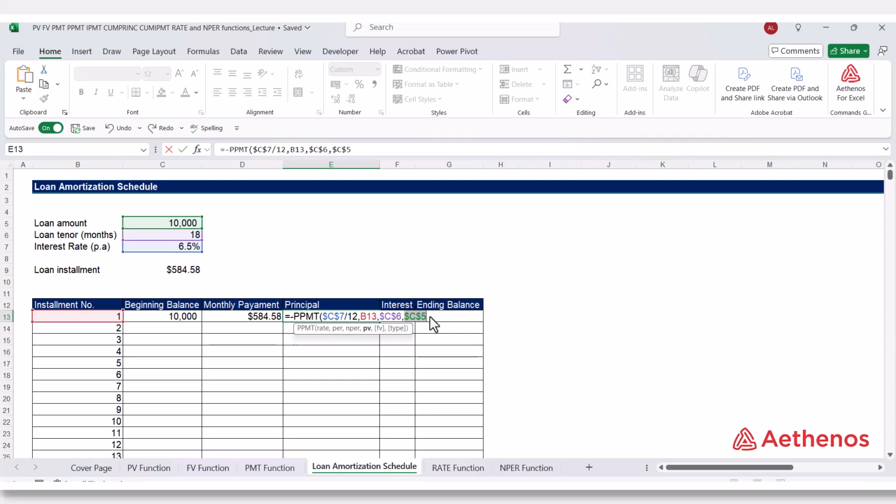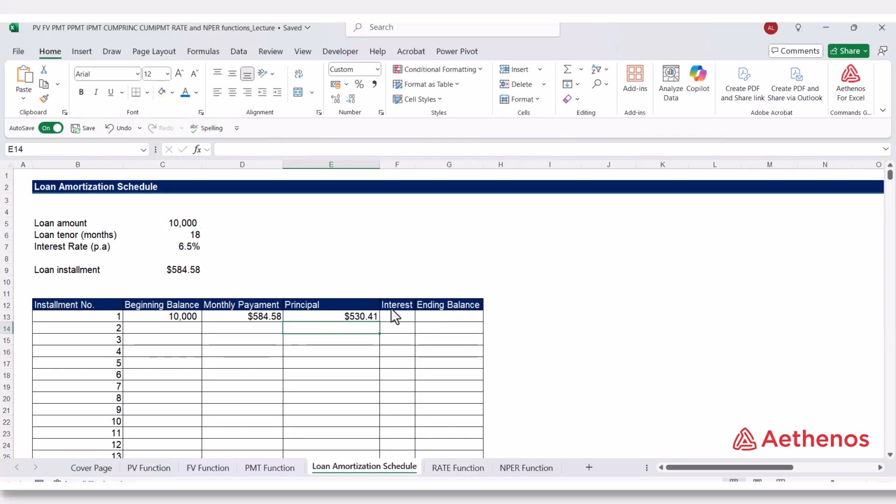So I press F4 and come up, and then the future value is going to be 0 and it's going to be end of the period. So 0. And I get principal is $530.41. So out of this monthly payment, $530.41 is the principal or the capital.